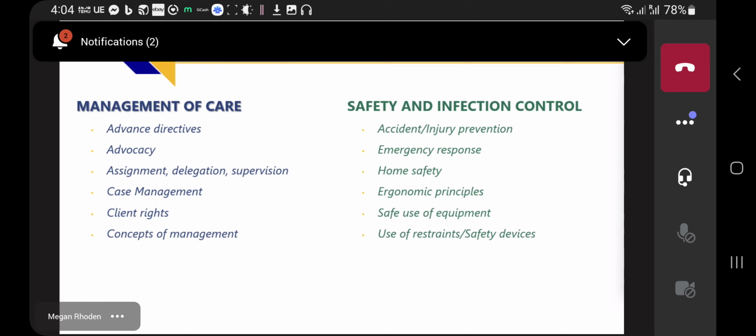And then we have safety and infection control: accident and injury prevention, emergency response, home safety, ergonomic principles, safe use of equipment, and use of restraints and safety devices. And this is about 13% of those NCLEX questions. So those will be some of the topics that will be in our questions as we go throughout today's session.